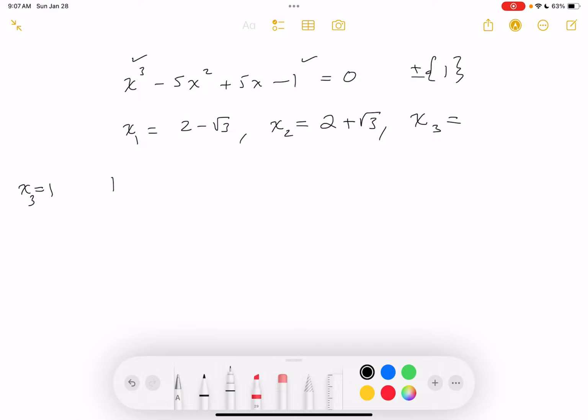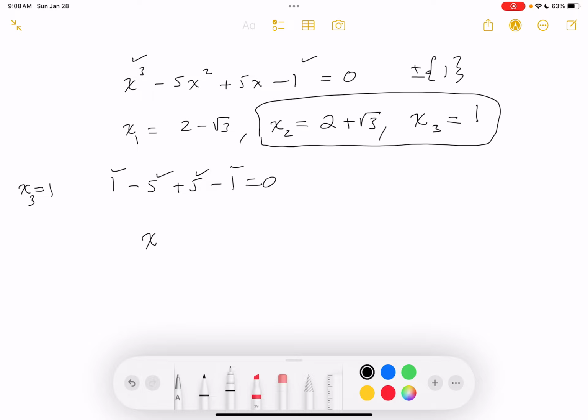What do you get there? You get 1 minus 5 plus 5 minus 1. Well, this does work because this gives us 0. So I found my third root. Now, what's their question? Their question is, what's the sum of the other two roots? It's going to be the sum of these two over here, and x2 plus x3 would give me 3 plus root 3. That would be a final answer.